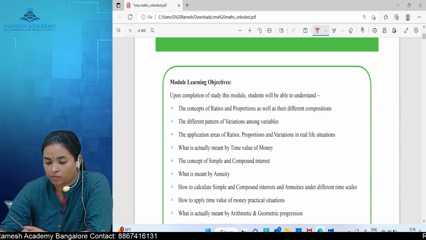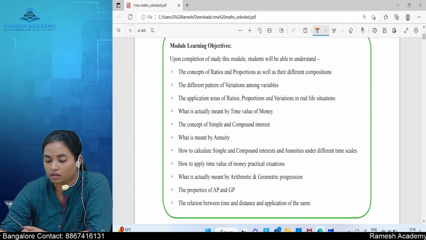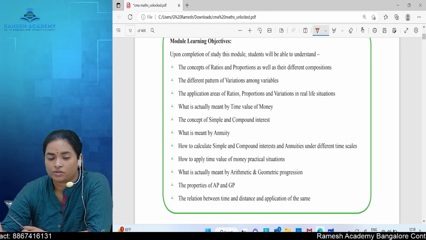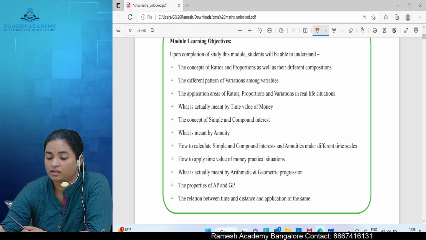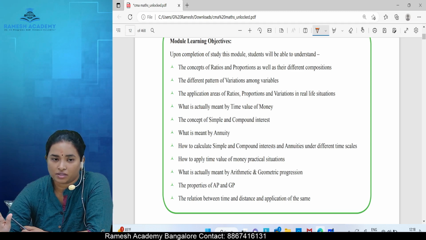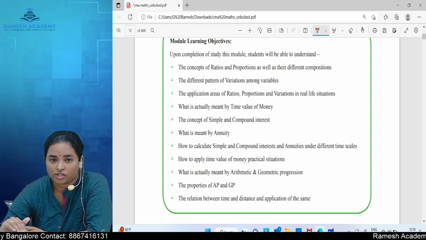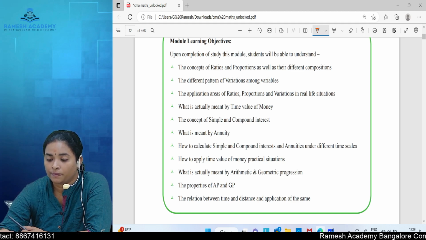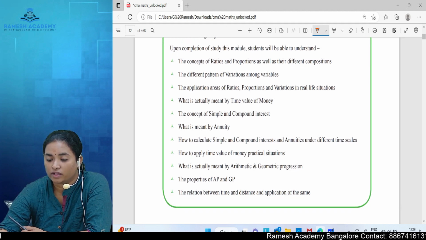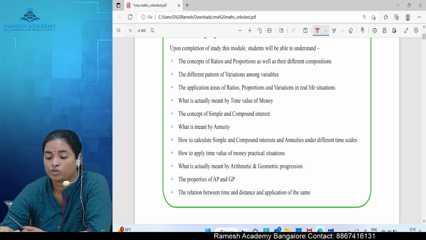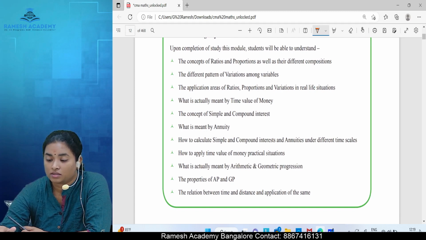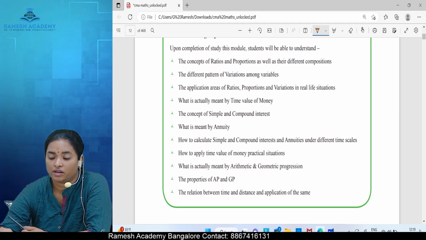Ratios, variations, and proportions. Once you know the concepts of ratios and proportions, there are different compositions and different types of ratios that we will be studying in this class. Different patterns of variations among variables: variations happen, but how is it varying? Based on that, sometimes it is continuous, sometimes there is some kind of relation which will relate to the different composition. Then application areas of ratios, proportions, and variations in real life situations. These are the three things you will be covering in ratios and proportions.